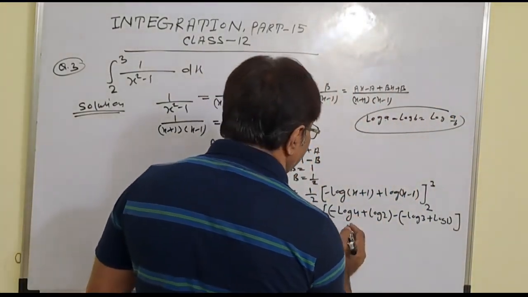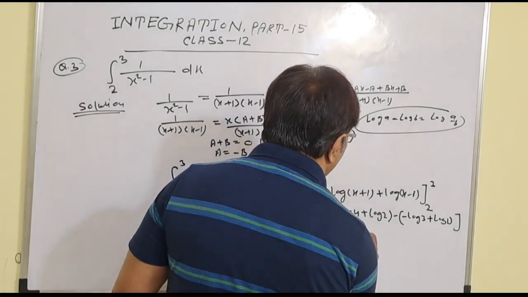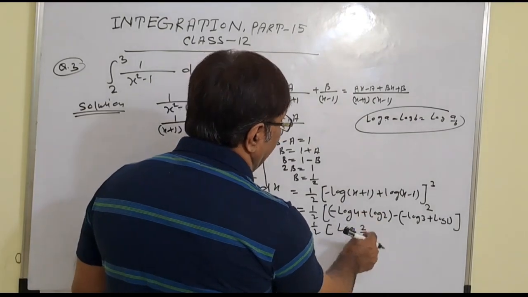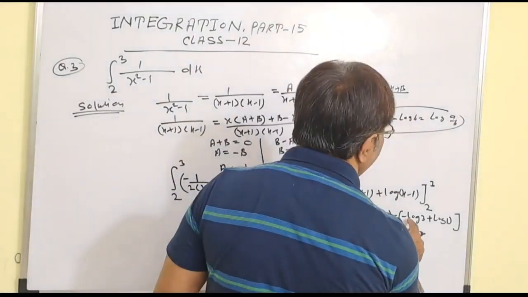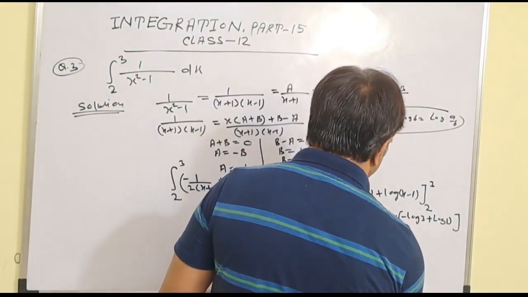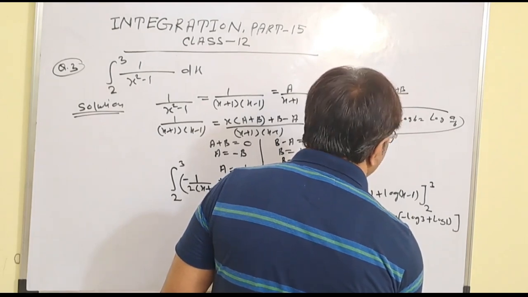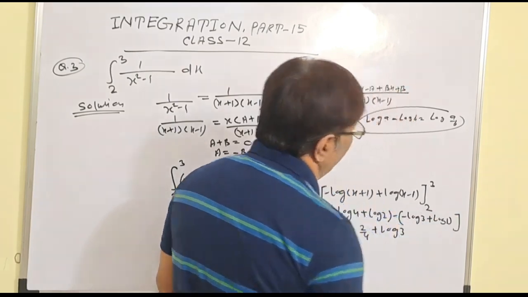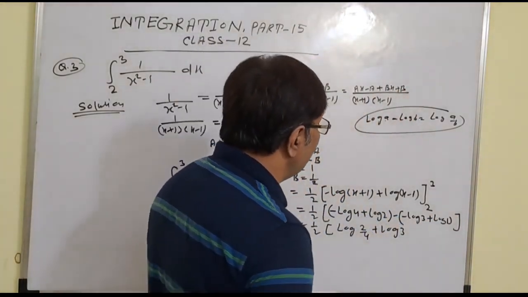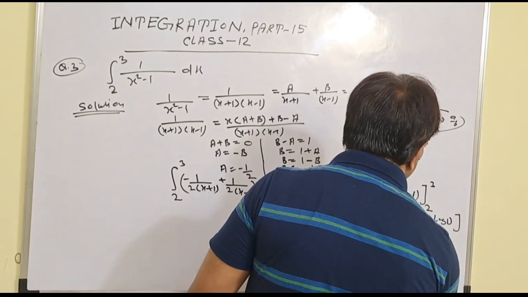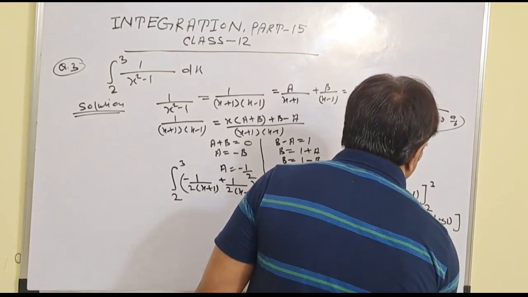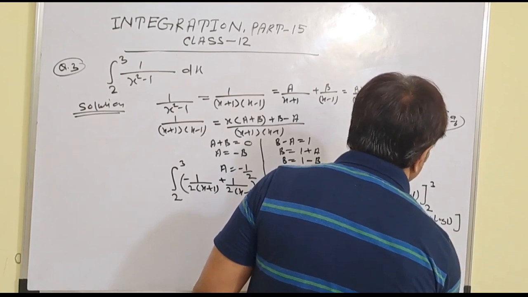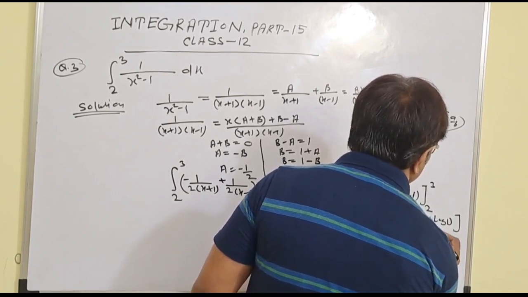Here this is negative. So we can write what? Log 2 by 4. We can write log 2 divide 4. And here minus minus plus. So this is what? Plus log 3. And this is what? Minus log 1. So you know log 1 is what? 0. So this is 0. Or you can write minus log 1, no problem.